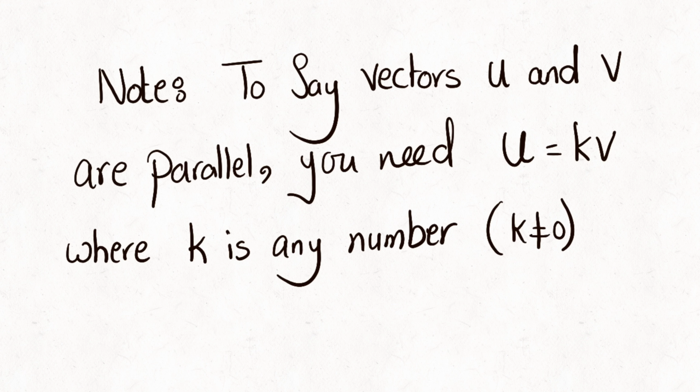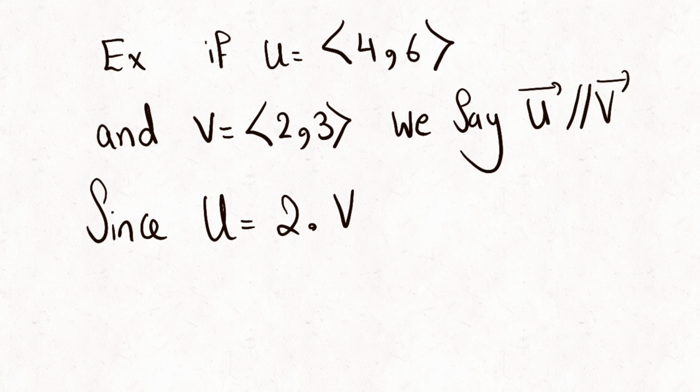Okay, a quick tip to find if two vectors are parallel. If you manage to write one of them as a product between a number and the other vector, then they are parallel. Look at the example in front of you.